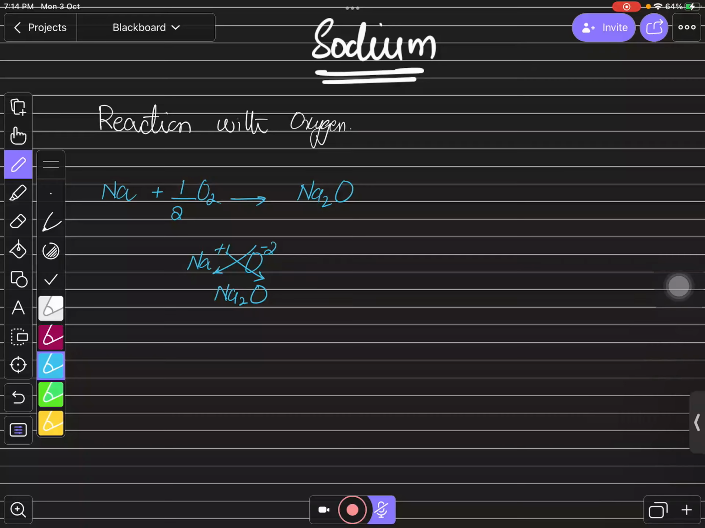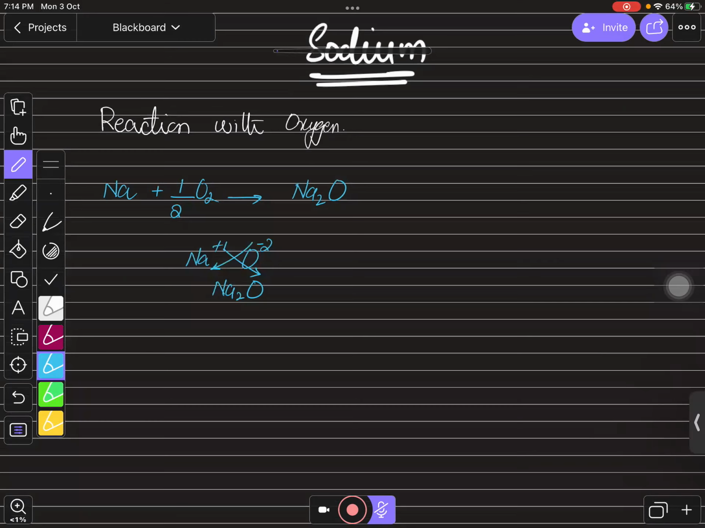It is not only for sodium. Whatever the element, when it burns in the presence of oxygen, the oxygen is going to react with that element and attach in the form of oxide, right? So this is the reaction of sodium with oxygen.